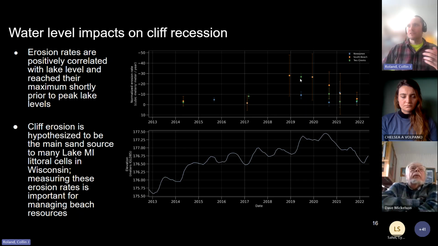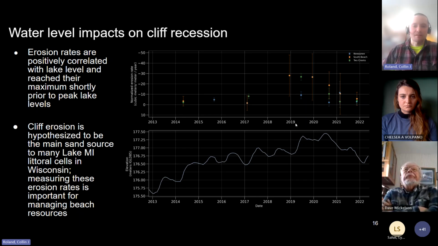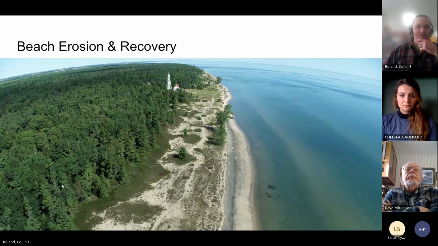And we could see that these erosion rates peaked as the lake got higher. And maybe they peaked a little bit before the maximum lake level. And that might be because of changes in storminess or other factors that we haven't quite dug into yet. And so I think with that, I'll turn it over to Chelsea.